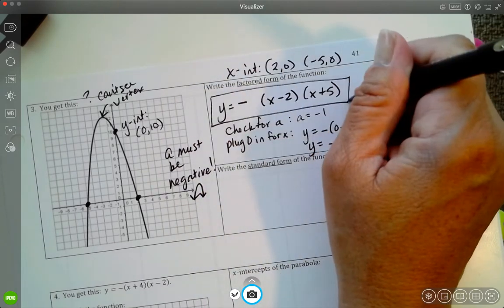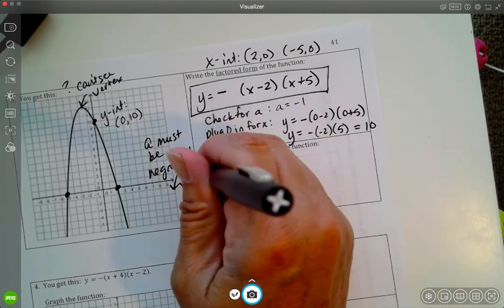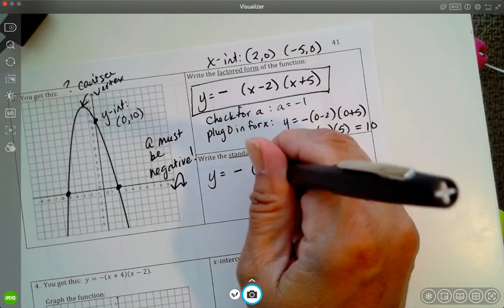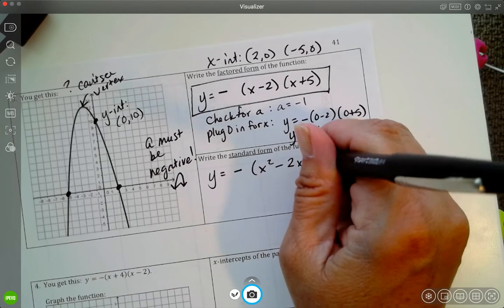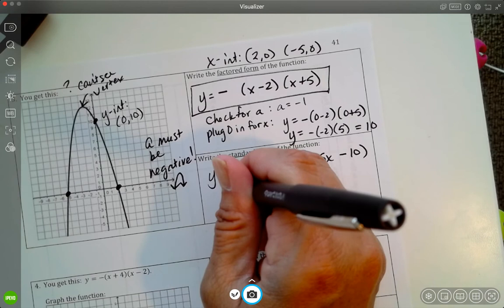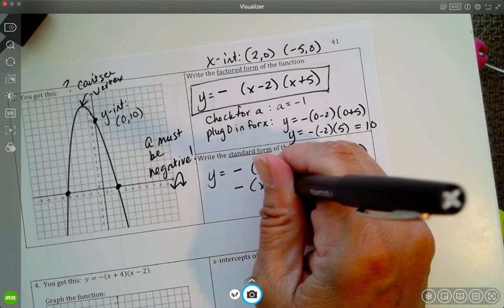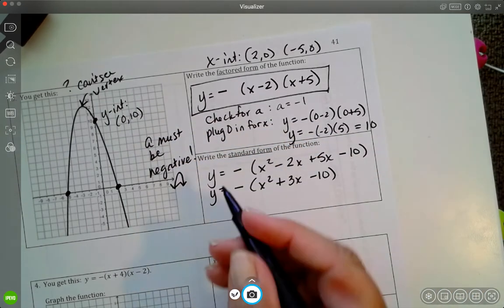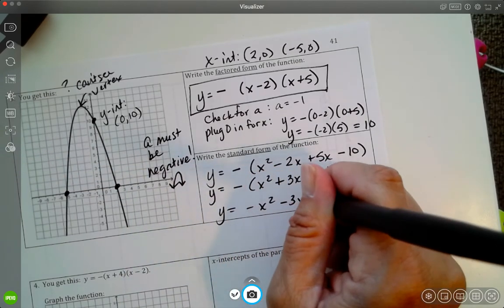All right, and then I want to write standard form. Super easy because all I have to do is FOIL this out. So I have y equals negative, and then x times x is x squared, minus 2x plus 5x minus 10. And then I have negative x squared, negative 2x plus 5x is 3x minus 10. And then I have to go ahead and distribute that negative. So y equals negative x squared minus 3x plus 10. And then we have our standard form.